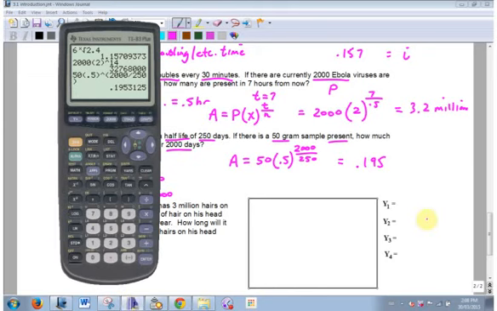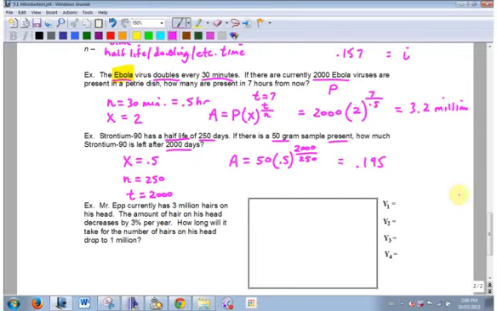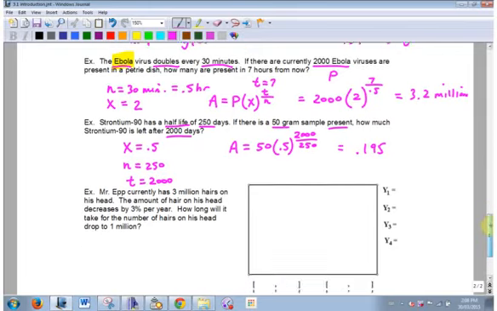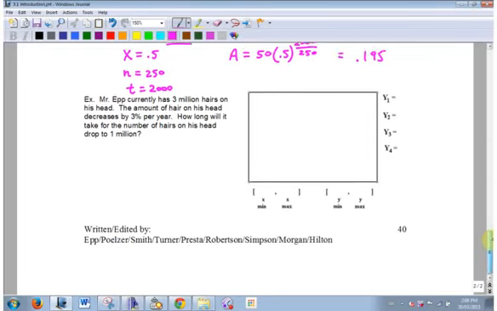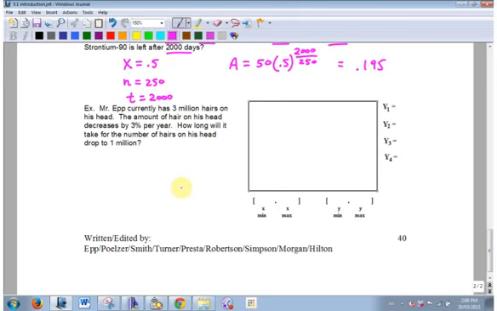Okay. Last one. So I think, if I recall, most of your assignment questions are like this. Mr. Epp currently has, this is way off, because I've looked this up before.